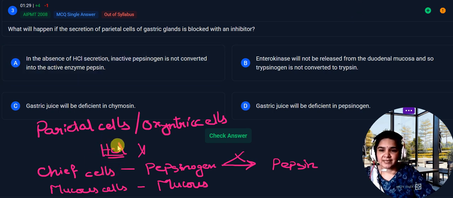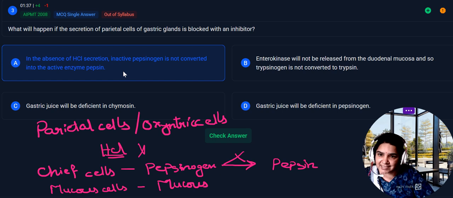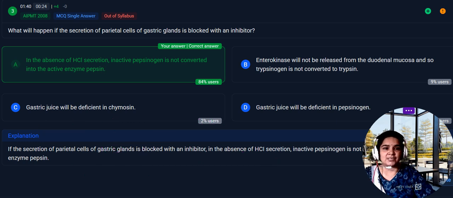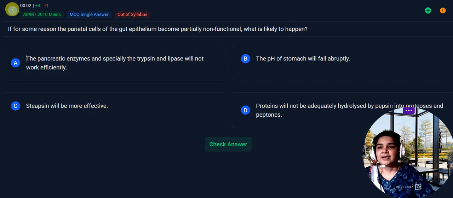In the absence of secretion of HCl, inactive pepsinogen is not converted into enzyme active pepsin. So this is the correct answer. Okay. Yeah. So now let us proceed to the next question. If for some reason the parietal cells of the gut epithelium become partially non-functional, what will be happening?